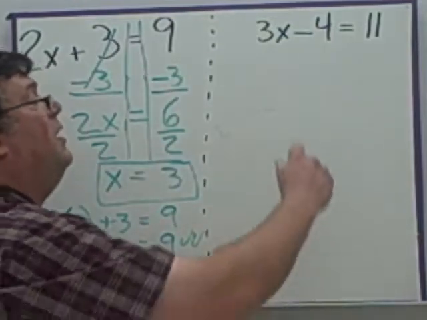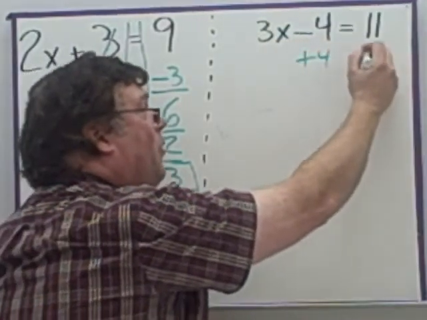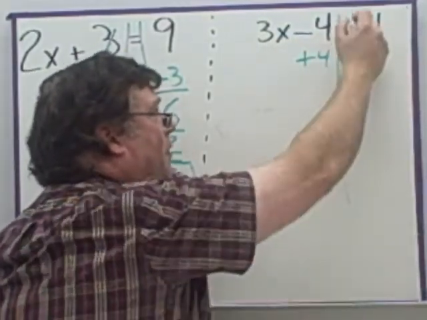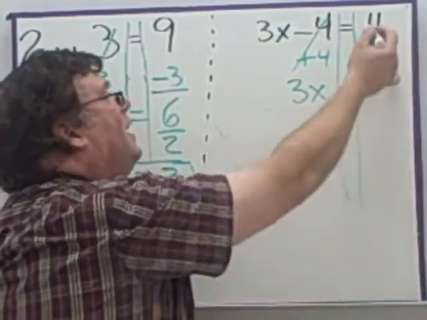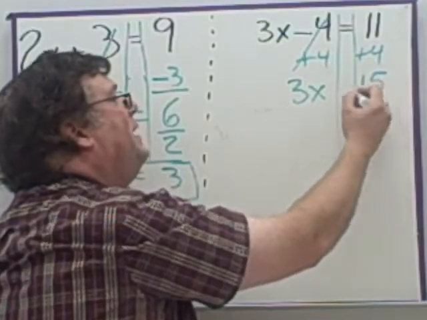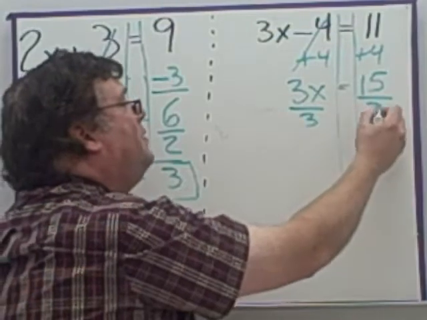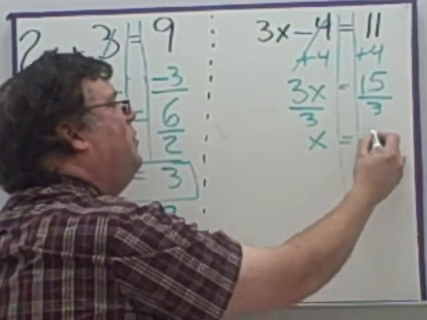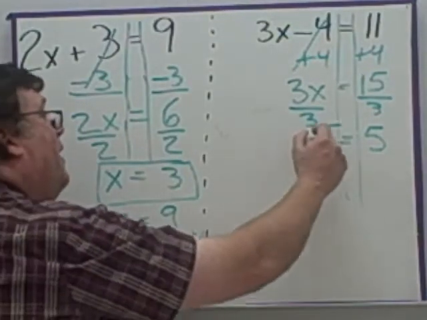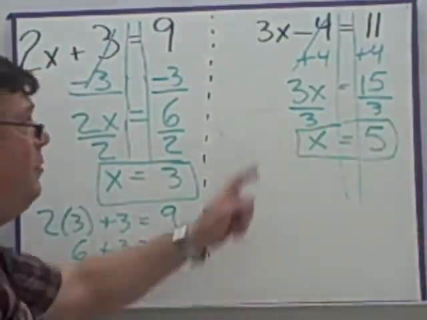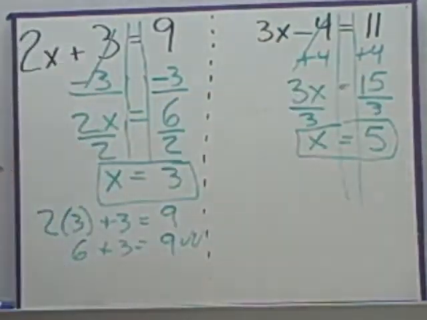Moving over here to this one. Here we're going to start off by, instead of subtracting 4, we're going to add 4 to both sides. These cancel. The 3x comes down. 11 plus 4 gives me 15. Then I would divide by the 3, and I get x is equal to 5. And that is my final answer. Double checking, 3 times 5 is 15, minus 4 does indeed give me 11.